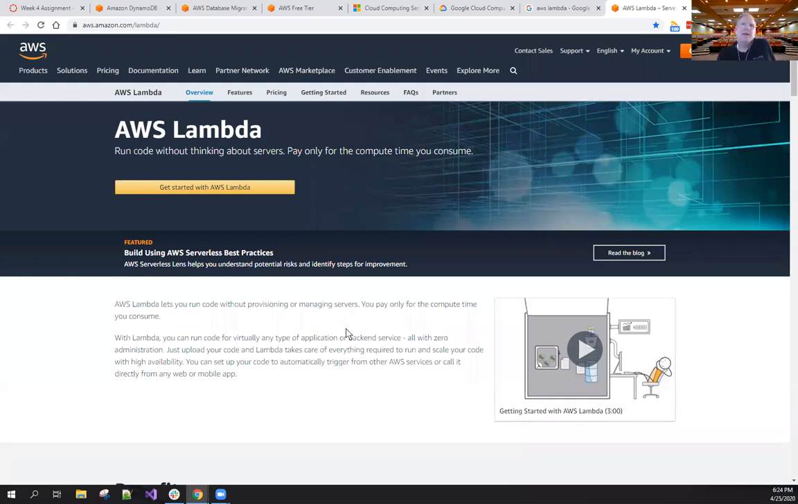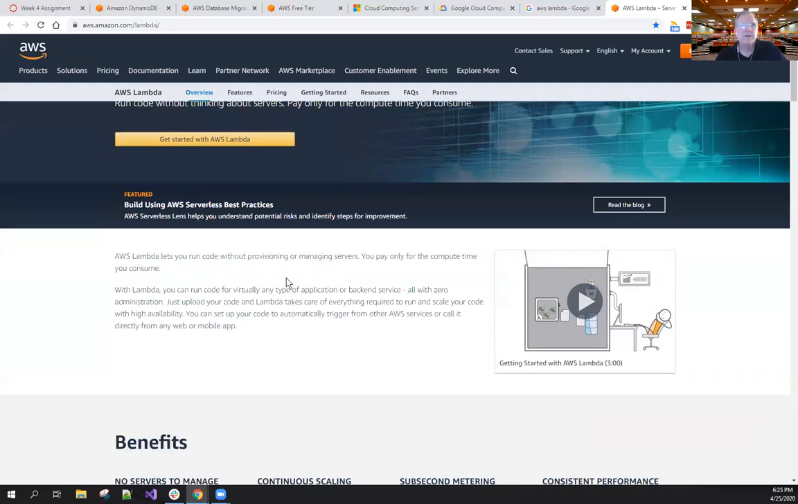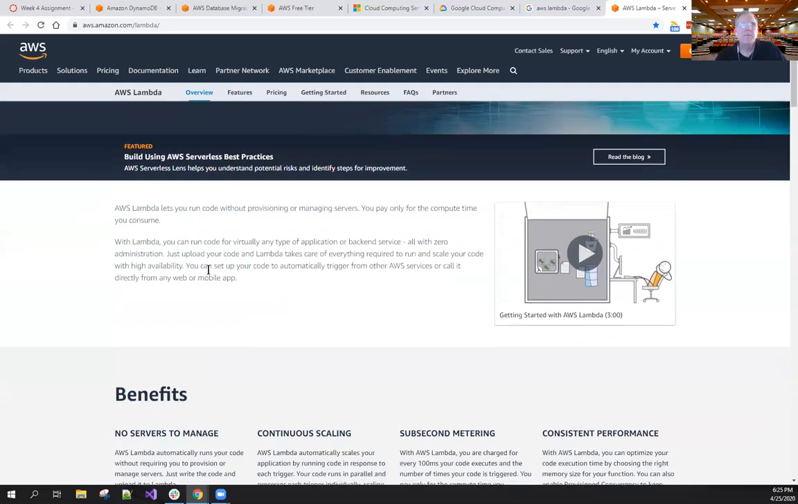All right, Lambda is serverless. You do have code, but you don't have servers. When I say servers, I mean you don't have virtual servers. You obviously don't have physical servers. You don't have virtual servers. You don't have operating systems like Windows, Linux, Mac, iOS. You just don't. It's serverless. So you have to rewrite your code to be serverless, and you have to write in Lambda.